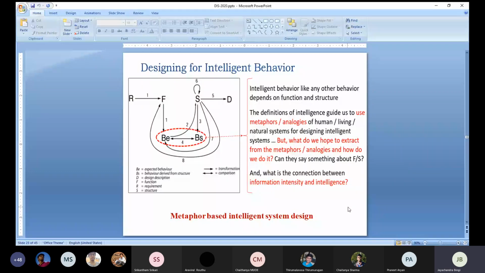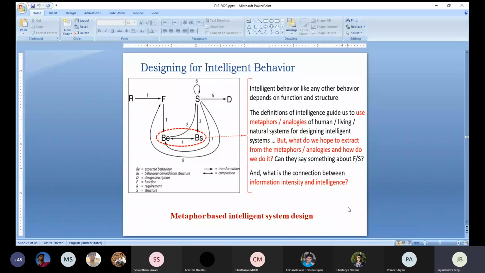Please remember, this metaphor-based intelligence system design is based on taking some inspiration from nature, or considering one natural system as a metaphor which is suitable for your problem or system. Then in that, you are understanding its behavior, or its intelligence. That means you are understanding the natural system's intelligence. What does it mean? It means you are measuring the intelligence. Am I right? So how to measure intelligence? That question definitely will arise.